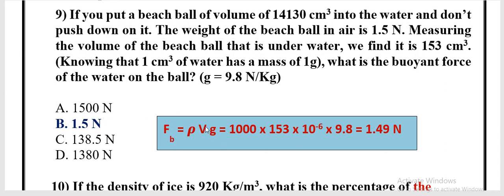V is the displaced volume of the object under the water surface, which is this value, but we convert these units into meter cube, so we multiply it by 10 to the negative 6, and we will obtain this value as 1.49 Newton. We can say that as the object is floating, the buoyant force equals the weight, and we find that the weight equals 1.5 Newton.